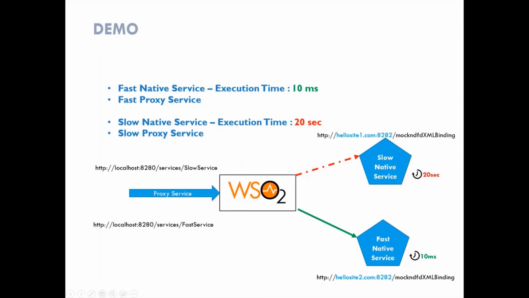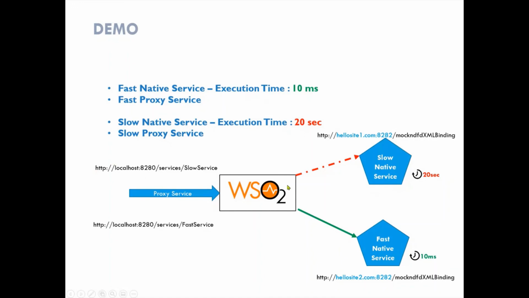Just to summarize at the end, we spun up a fast service as a mock service on SOAP UI with around 10 milliseconds. We spun up a slow service on SOAP UI that takes around 20 seconds. We had 2 proxy services in front of WSO2. We initially dedicated 1 thread for the slow service and demonstrated that the first execution of the slow service took 20 seconds and the next execution took 40 seconds, that's 20 plus 20. However, the fast service was unaffected by the response or execution time of the slow service.